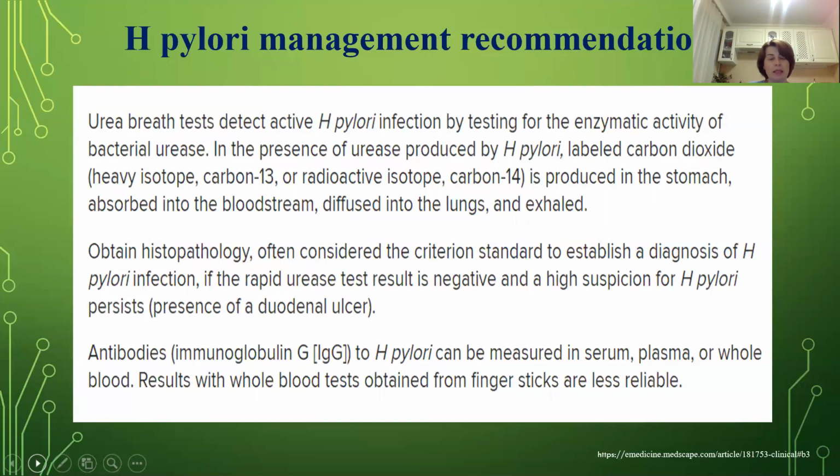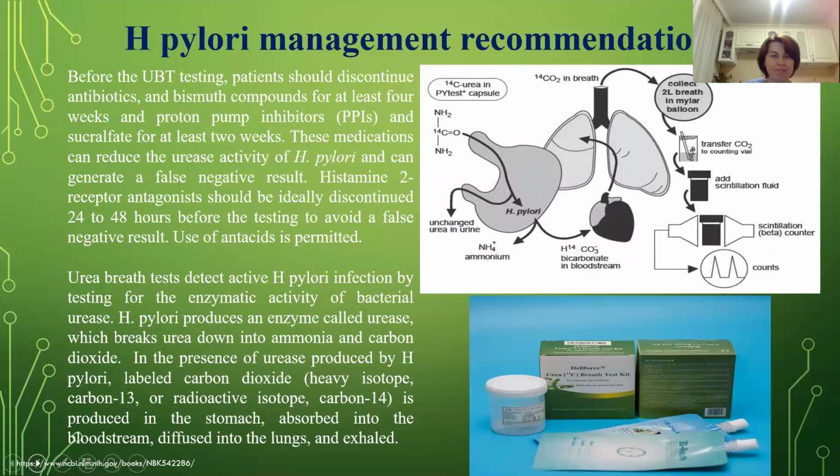Results with the whole blood test obtained from finger sticks are less reliable. Remember that the stool antigen test in this case is more sensitive and cheaper than serology. Before urea breath test testing, patients should discontinue antibiotics and bismuth compounds for at least 4 weeks, and proton pump inhibitors and sucralfate for at least 2 weeks if the patient was treated previously to this test.